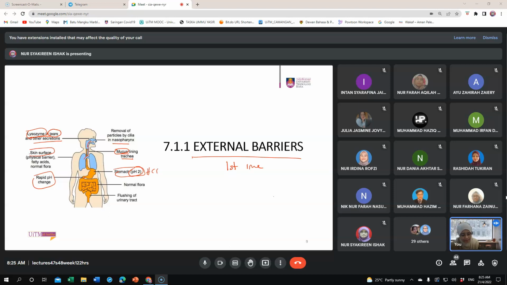And then you have the skin. The skin surface provides a physical barrier. It has fatty acids and also normal flora. Normal flora is the natural bacteria on your skin. This prevents the growth of the bad bacteria, for example. The same applies in the large intestine, where you have the normal flora. And then the flushing of the urinary tract will wash off any bacteria or pathogen that is in the urinary tract.